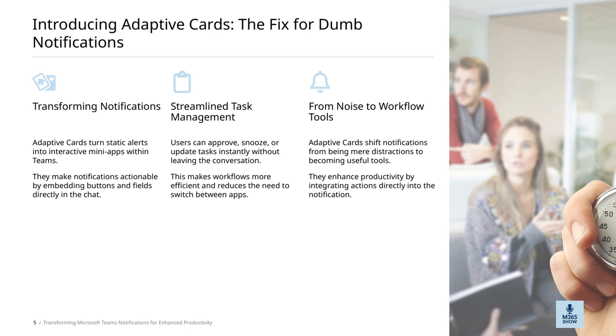This shift from noise to workflow tools means our conversations stay fluid, and our tasks become more efficient. Think of adaptive cards as turning static alerts into mini-apps within Teams, buttons, fields, and all, so we can manage our work without leaving the chat. This makes our notifications not just informative, but actively actionable, helping us stay focused and organized.